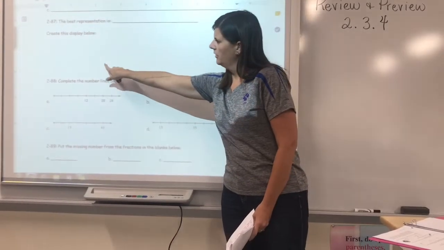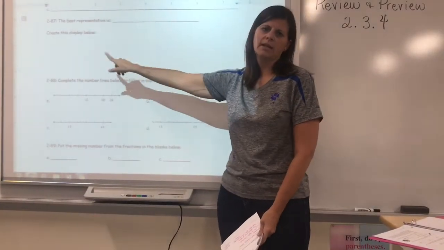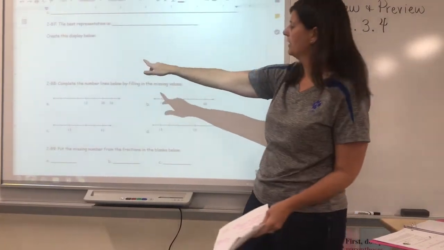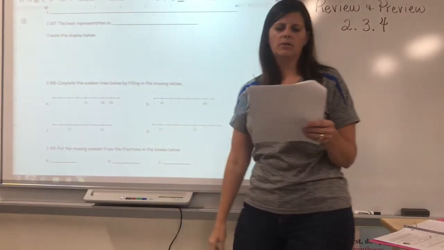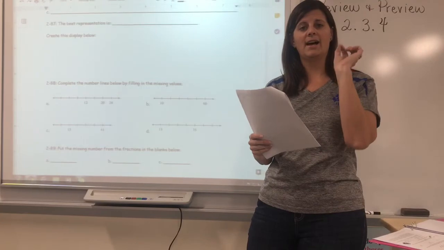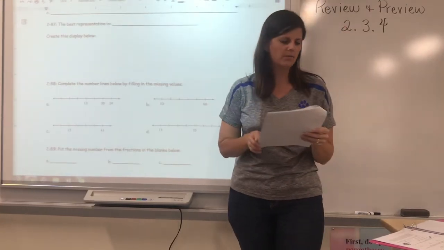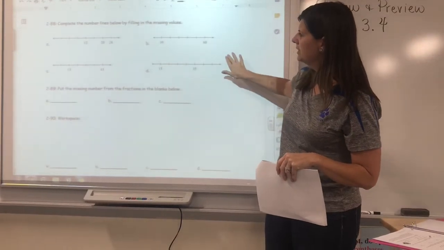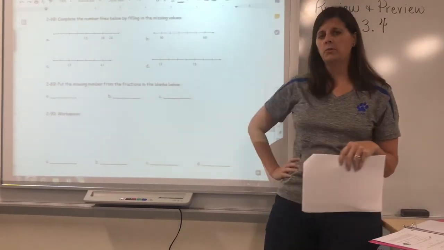And then to create the display, I need to see a number line. It's going to have an arrow on each end, and we want to have numbers from 8 through 12 underneath. And then you can stack dots neatly above so that we can see how many of each size are represented.